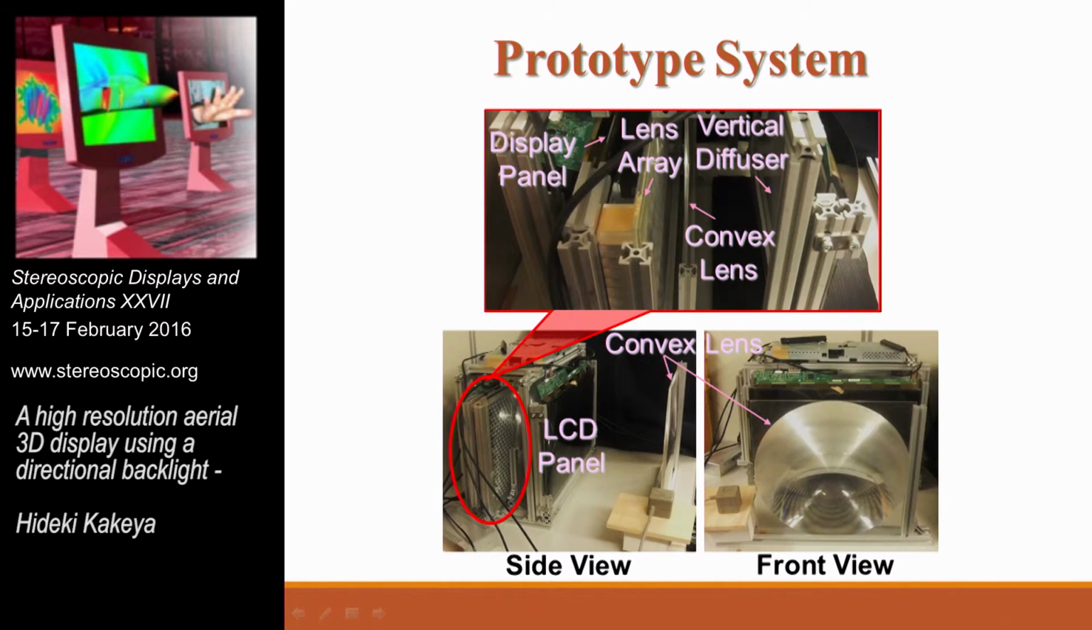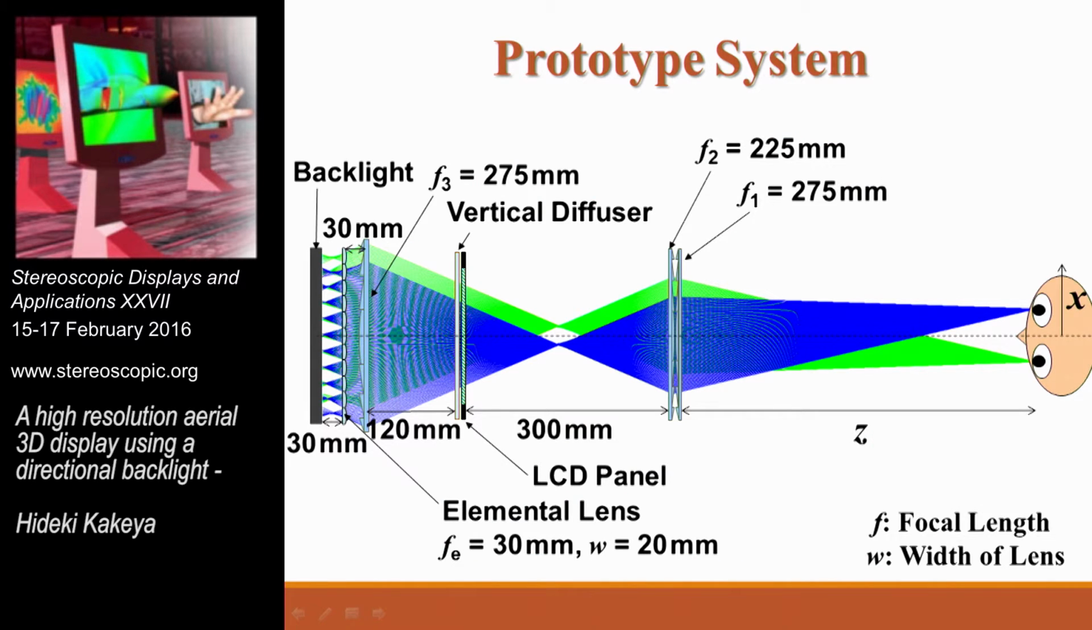So this is the actual system we made, from the front. This is a large lens to generate a real image in the air. And this is the backlight part. So this is the backlight, with lenses and diffusers and so on. So this is the specification of the prototype system. The scale is like this. Not very large, but we're using a 24-inch LCD panel.